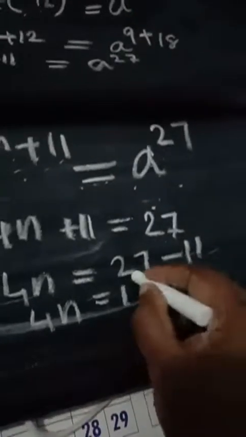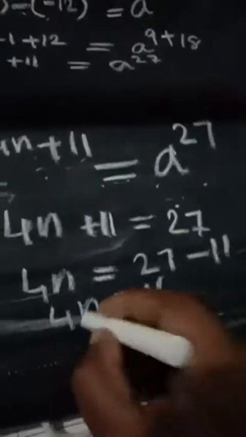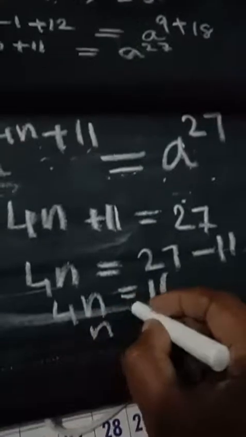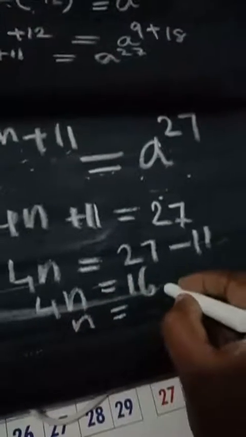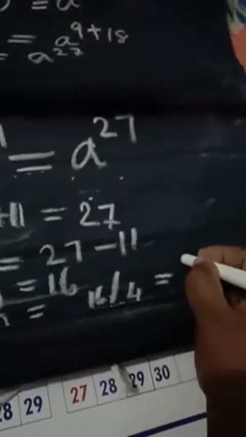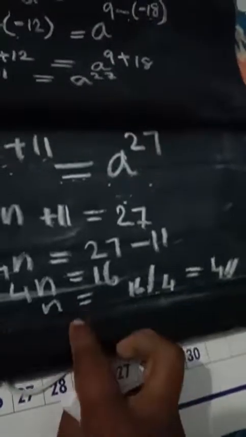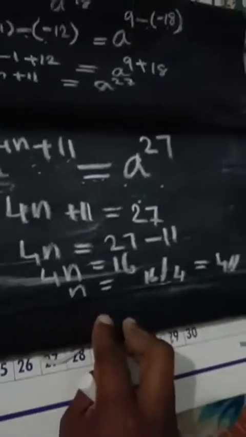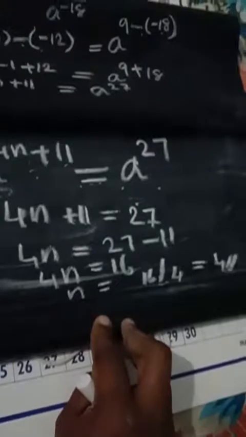16. That means n is equal to 16 by 4, which is equal to 4. N is equal to 16 by 4, which is equal to 4.